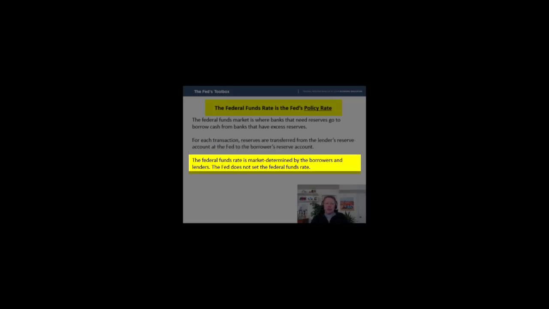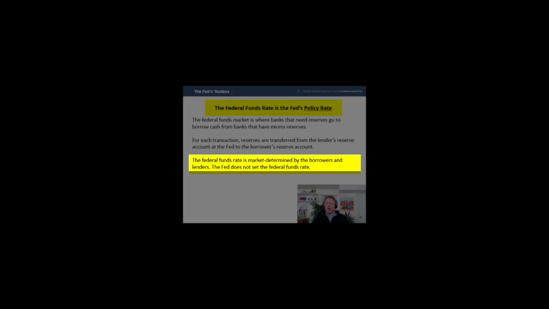And for each transaction, for example, today, funds are transferred from the lender's reserve balance account at the Fed to the borrower's reserve balance account at the Fed. It all takes place there at the Fed. At that time, there's an agreement to reverse the payment the next day, where the funds are returned with a little bit more than borrowed, reflecting the stated interest payment. And the interest rate that the borrower and lender agree upon is called the federal funds rate.